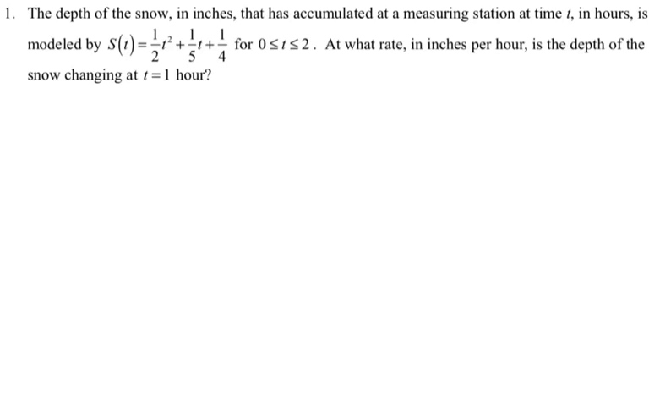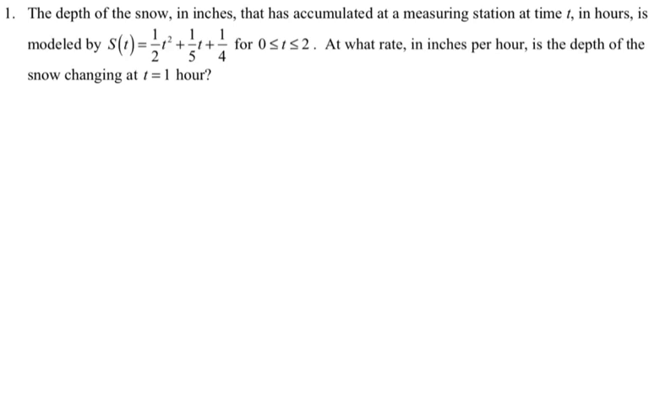Number one, the depth of the snow in inches that has accumulated at a measuring station at time t in hours, where t is measured in hours, is modeled by s of t equals 1/2 t squared plus 1/5 t plus 1/4 between 0 and 2. At what rate in inches per hour is the depth of the snow changing at t equals 1 hour?